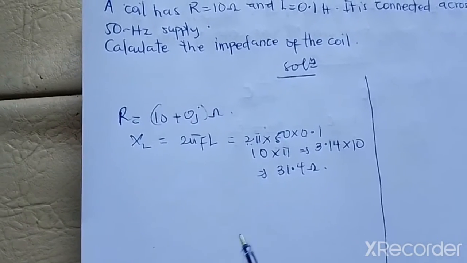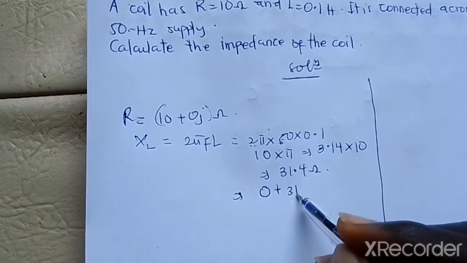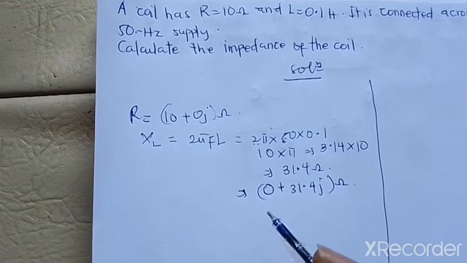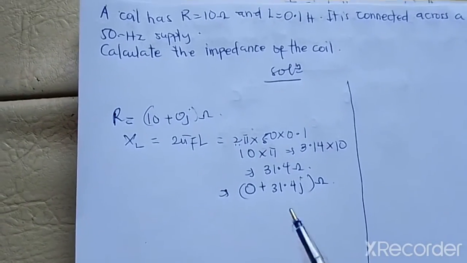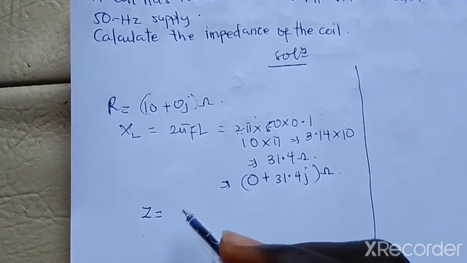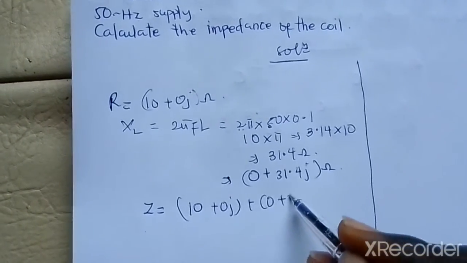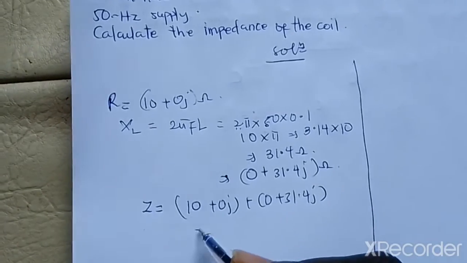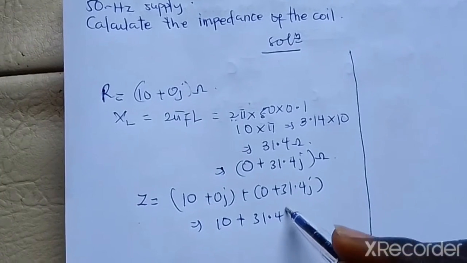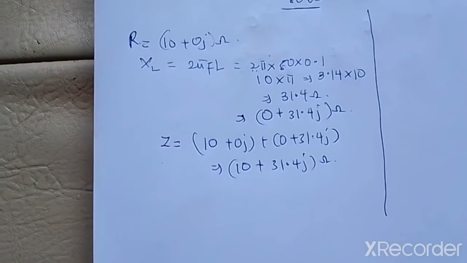So this is the inductive reactance, and inductive reactance is represented with a positive sign and as the complex part of the impedance. So this can also be represented as 0 plus 31.4 J ohms. When I add these two, since they are in series, or from just a single coil, I get Z equal to 10 plus 0J plus 0 plus 31.4J, and it's giving me 10 plus 31.4J ohms.